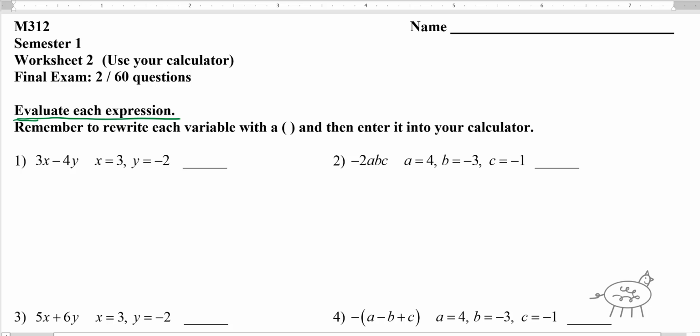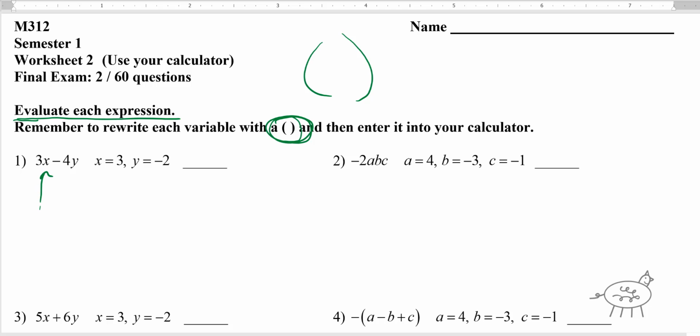All right, so what you're going to do is evaluate the expression. And remember, what I want you to do is use the parentheses on your calculator. That's so important. You're going to use that whenever you see a variable. So here I see there's an x, so it's going to be 3. Going to put a parenthesis, minus, there's another y, 4 parenthesis.